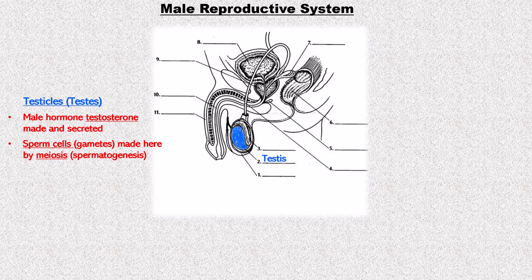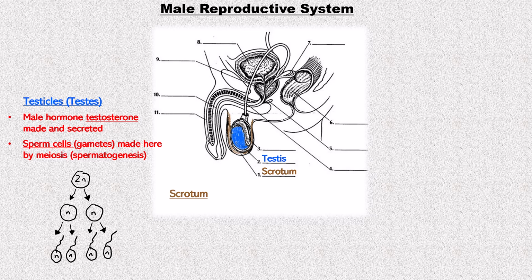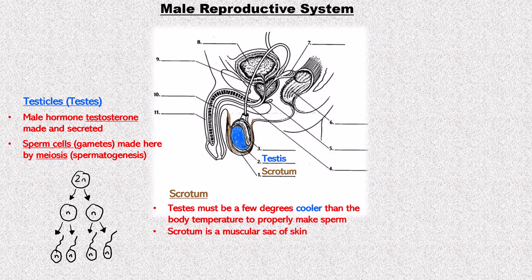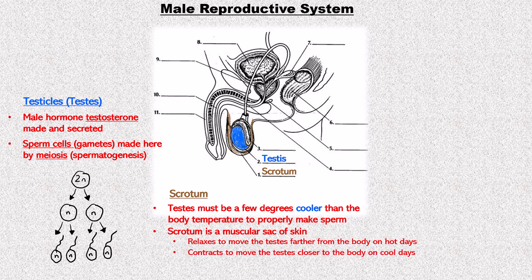They're made in the testes by a process called meiosis, a special type of meiosis known as spermatogenesis. And the testes must be held away from the body because they have to be 2 to 3 degrees cooler. Therefore, they're located in the scrotum. It's a muscular sac of skin around the testes, and it helps keep the testes at their optimal temperature for sperm production. On a hot day, the muscles of the scrotum relax to take the testes farther away from the body, to keep them cool. On a cold day, the muscles in the scrotum contract, keeping the sperm closer to the body and close to their optimal temperature.